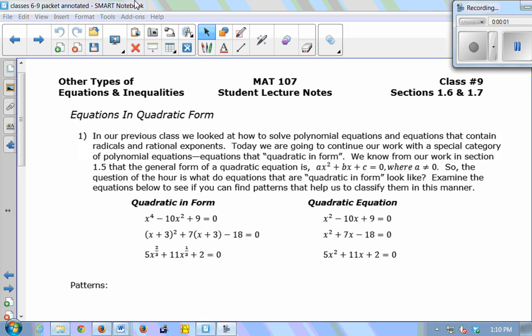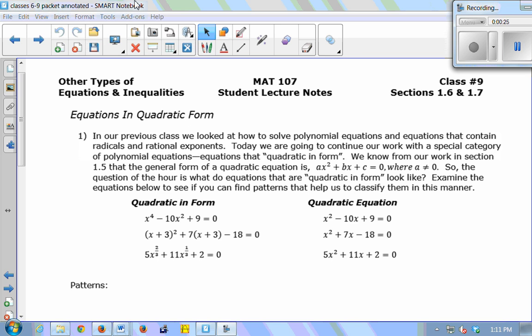To see a few more kinds of equations today. Types of equations. This is 1.6 and 1.7. Our first type of equation is an equation in quadratic form. So this is not really anything new. It's like an equation in disguise, right? An equation in disguise is something we don't know how to do, but we really know how to do it.